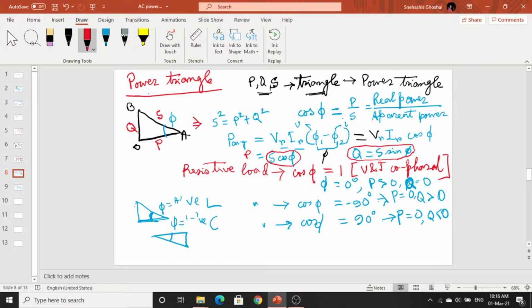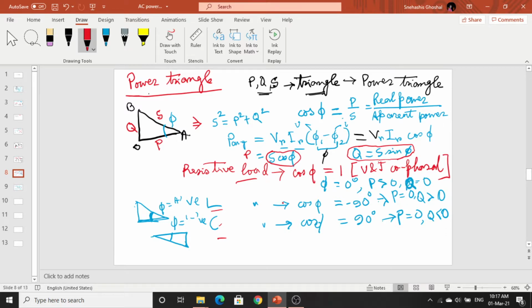Now, three different loads we will be seeing: a resistive load, inductive load, and capacitive load. In case of a resistive load, the voltage and current are in phase, so their phase angle is 0 degree. So cos phi becomes 1, or unity power factor, that is called UPF. In that case, P will be positive and Q is 0. Why? Cos phi is 1, so P equal to S, and Q is equal to S sine 0, that means 0.